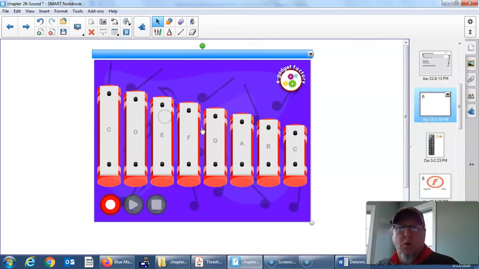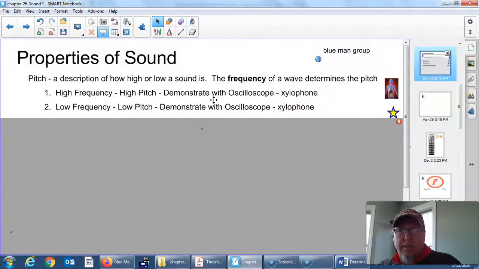And you could actually measure these. This is the thing that's going to vibrate, so that's the size of the wave. So from here to here would be one wavelength in this particular thing. So large wavelength, long wavelength, low note. Short wavelength, high note. I happen to have another item here, and it says demonstrate with the oscilloscope.